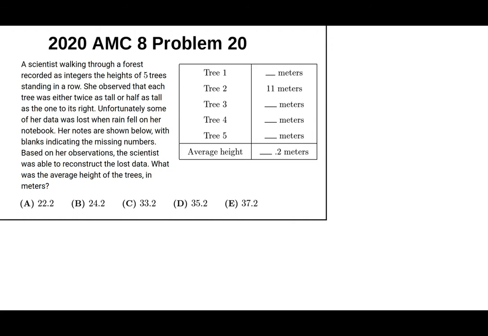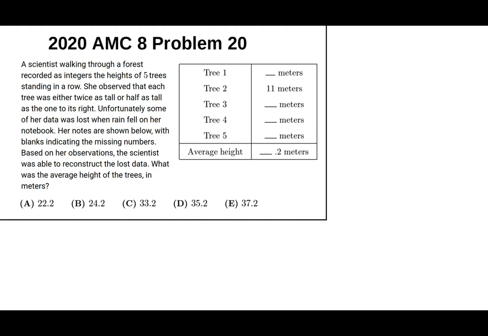Unfortunately, some of her data was lost when rain fell on her notebook. Her notes are shown below with blanks indicating the missing numbers. Based on her observations, the scientist was able to reconstruct the lost data. What was the average height of the trees in meters?